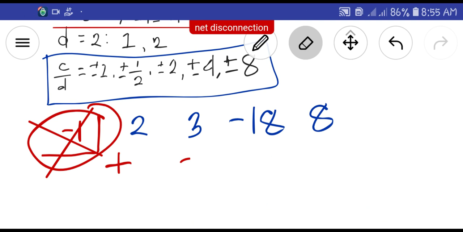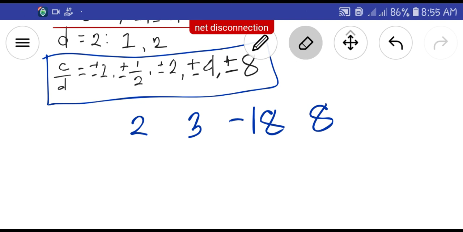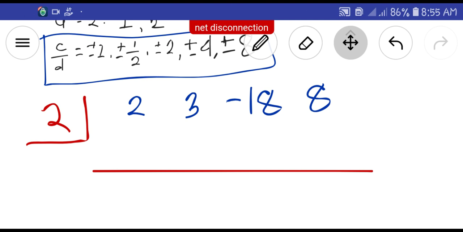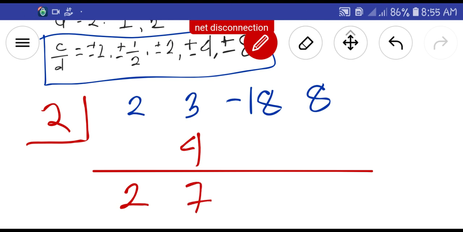So let's try another one. Let's say 2. Let's say that 2 is your divisor. To proceed, we bring down 2, and 2 times 2 is 4, and we have 7, and 7 times 2 is 14.